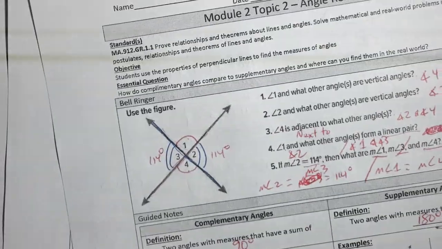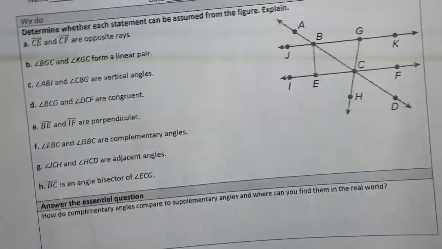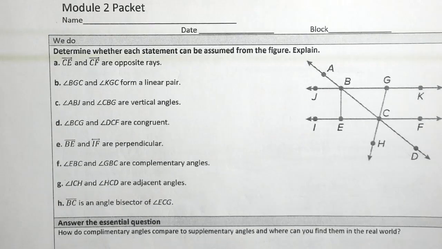Flip over here to page 8. Oops, page 8. Alright. Page 8. This is what we do. Determine whether each statement can be assumed from the figure. Explain.